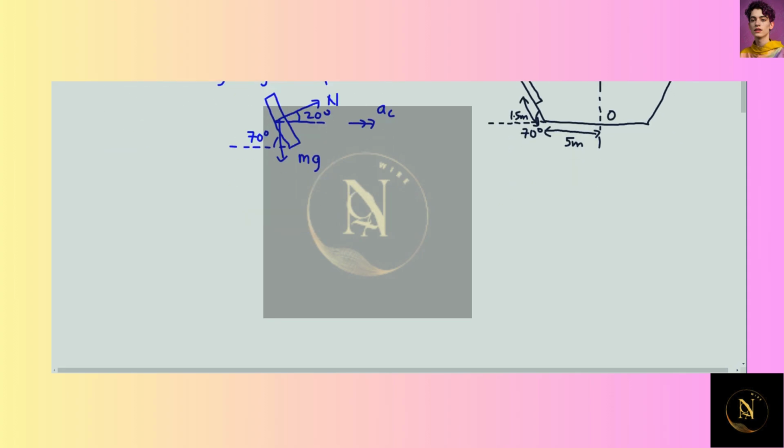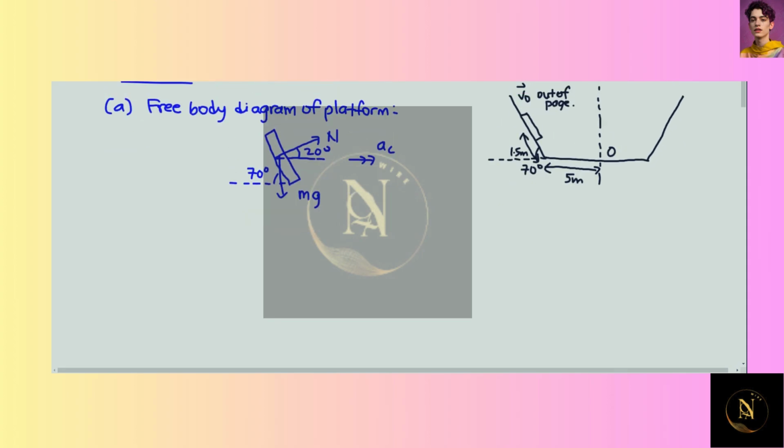Another thing we also need to find out is the radius of the circle. From the diagram, you see that there are two horizontal distances we need to consider. One is 5 meters. The other one is this part, which is 1.5 cosine 70 degrees. So 5 plus 1.5 cosine 70 degrees is 5.51 meters.